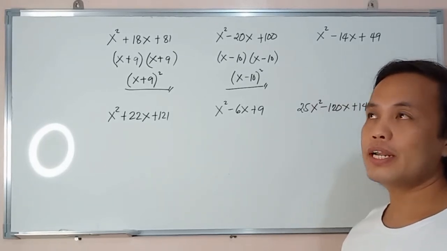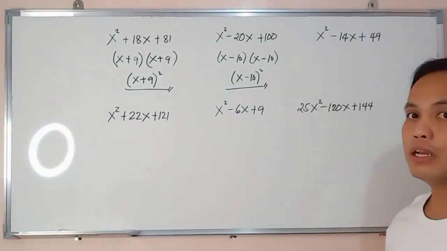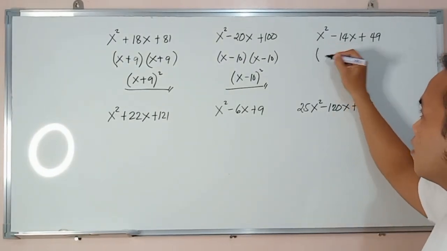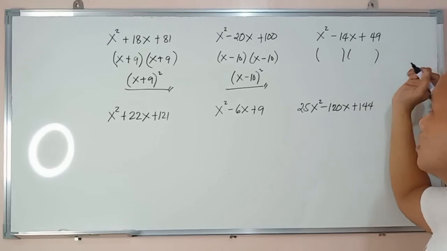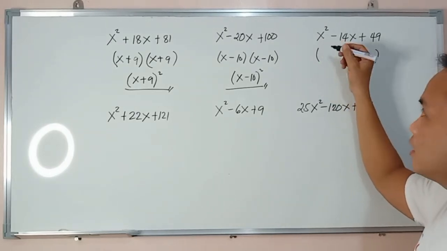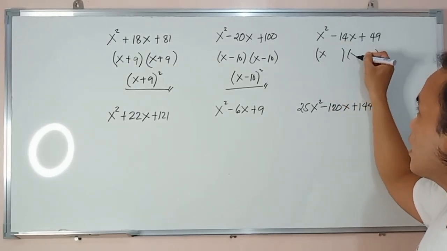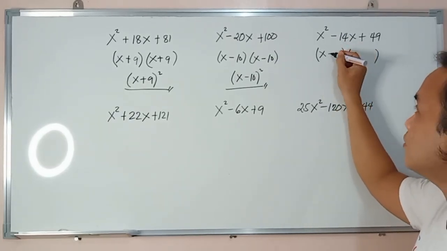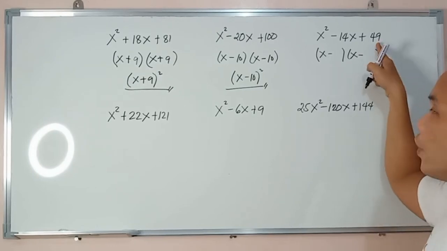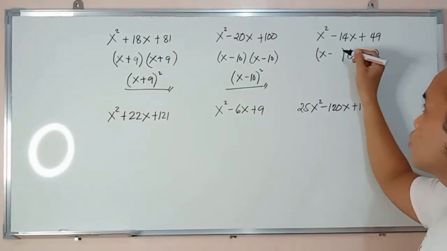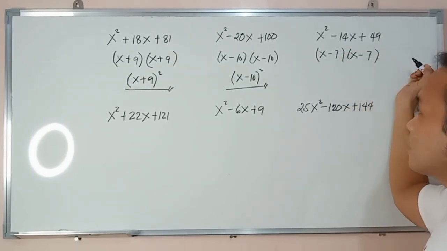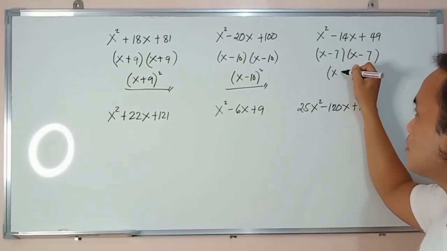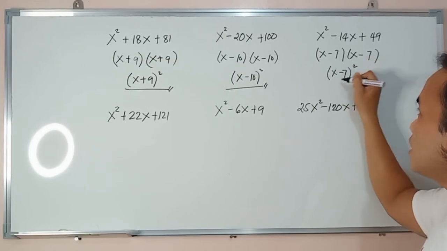Let's proceed to our next example: x squared minus 14x plus 49. The same, we have two binomials. The square root of x squared is x and x here. Then we copy the sign of the middle term, which is negative. The square root of 49 is 7, so we write 7 and 7. This can be written as x minus 7 quantity squared.